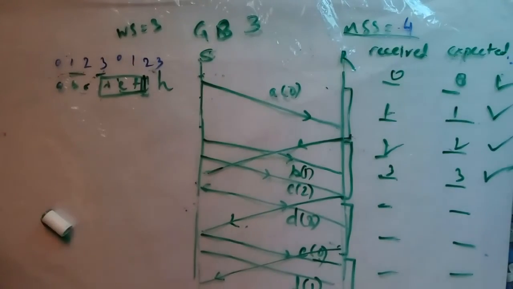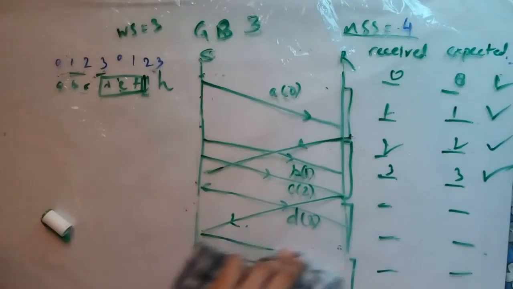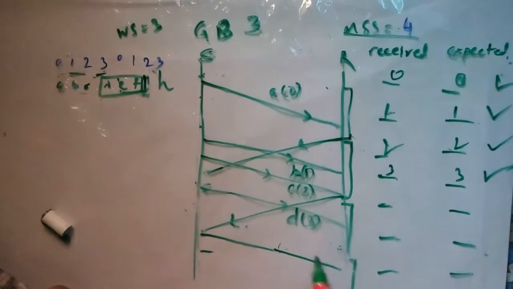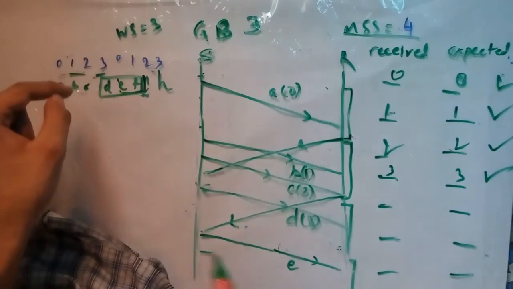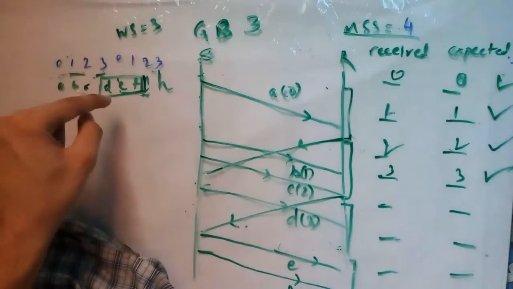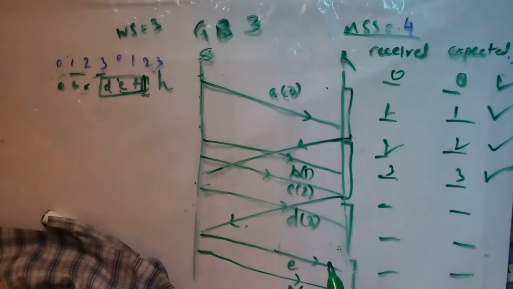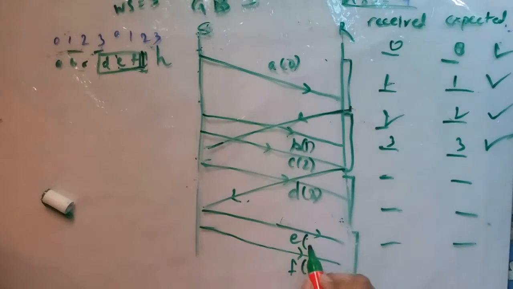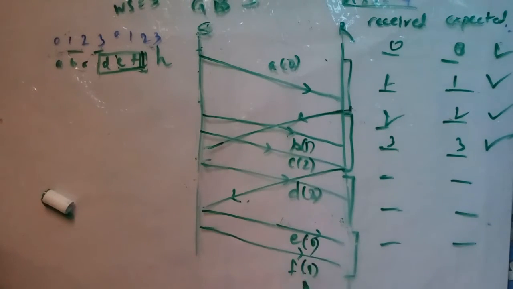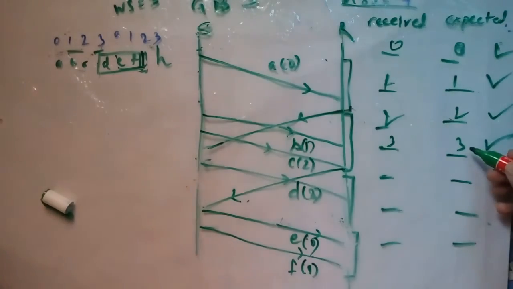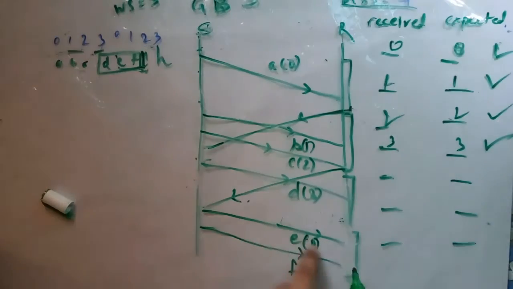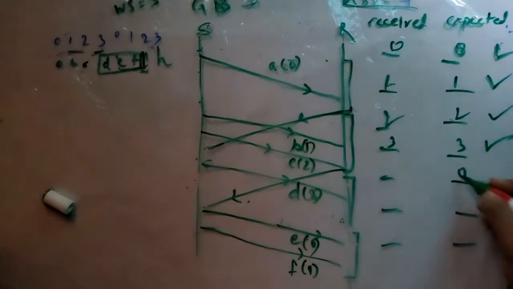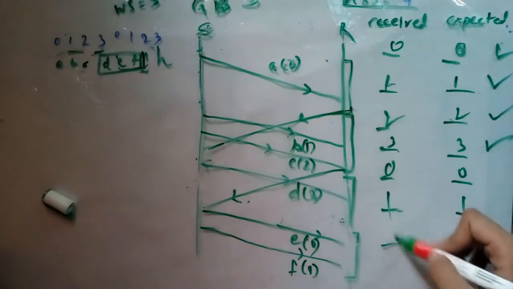Now let us go 2 steps back, where it had sent D and then E. Since D, E and F all are together in one window, it can send all the 3 packets without receiving an acknowledgement for any. Sorry for the disturbance in the background. Okay, it would send these 3 packets without receiving any acknowledgement. What was it expecting? 3, and it received 3. Then it also sent E, it also sent F. It was expecting 0, it received 0, it was expecting 1, it received 1.